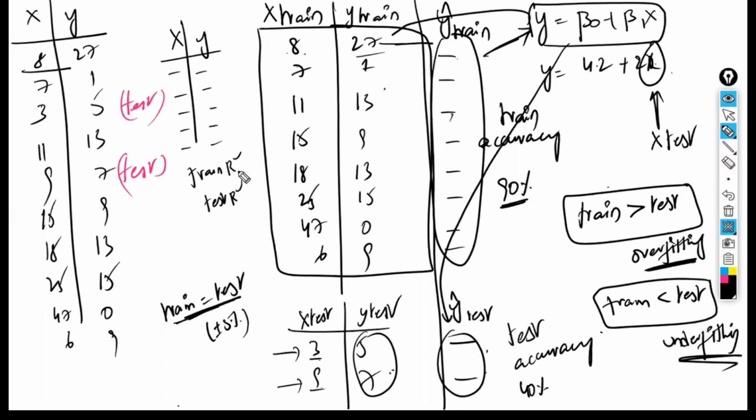Don't open the Jupyter notebook or anything. Don't open Python. Just do whatever you want. Calculate the train R square and test R square, and tell me whether the model is overfitted or underfitted. Assume this is the complete data you are using. In these 5, you select one data for testing purpose and the remaining 4 you take for training purpose. Anything as per your choice.